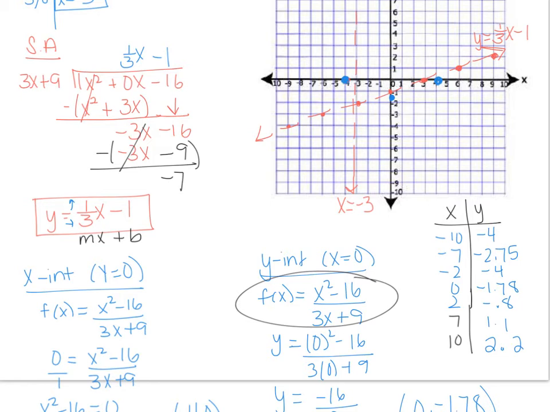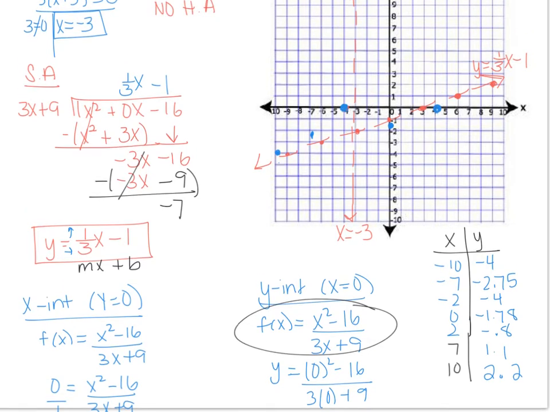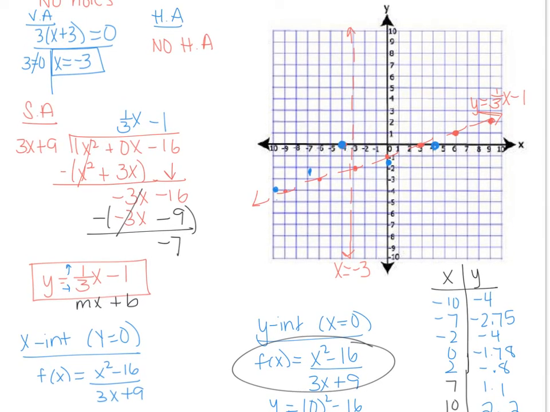So we've got negative 10, negative 4. So that'll be right about here. Okay, then we have negative 7, negative 2.75, which is about here. So this graph, as you can tell right here, looks like it's headed this way. Whoops, it shouldn't cross there, but that's what it should look like.